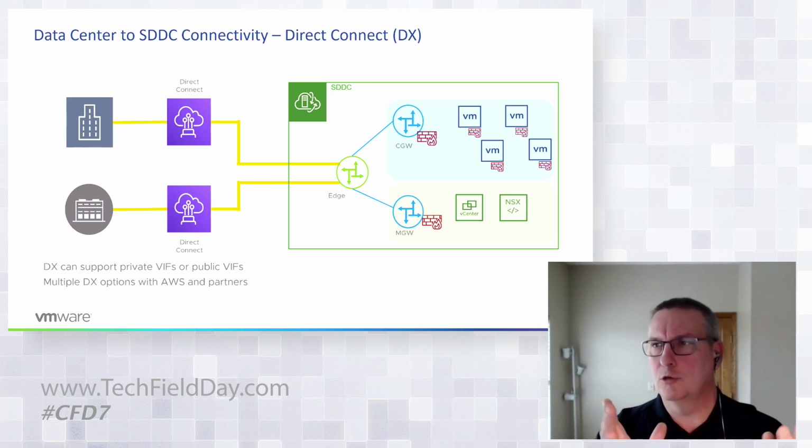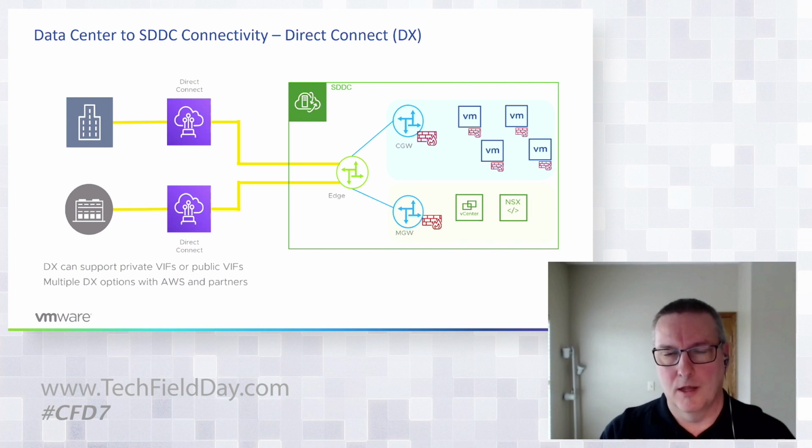And I've got a slew of options with regards to how my DX can be configured from a speeds perspective. I can get a 1 gig or a 10 gig. And then there are also partners out there who offer DX at lower bandwidth rates as well, or anything in between. So again, it's kind of a choose your own adventure with regards to what your requirements are as to which speed of DX you might take advantage of. But you've got options.